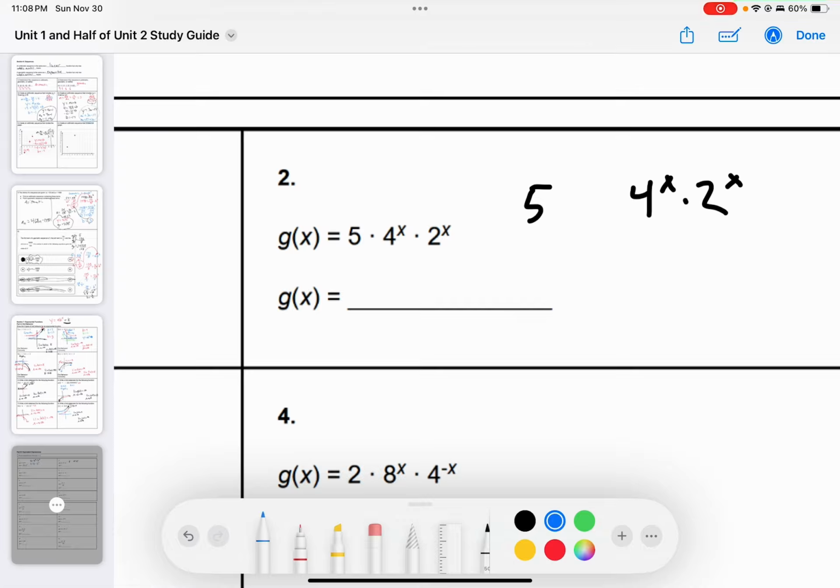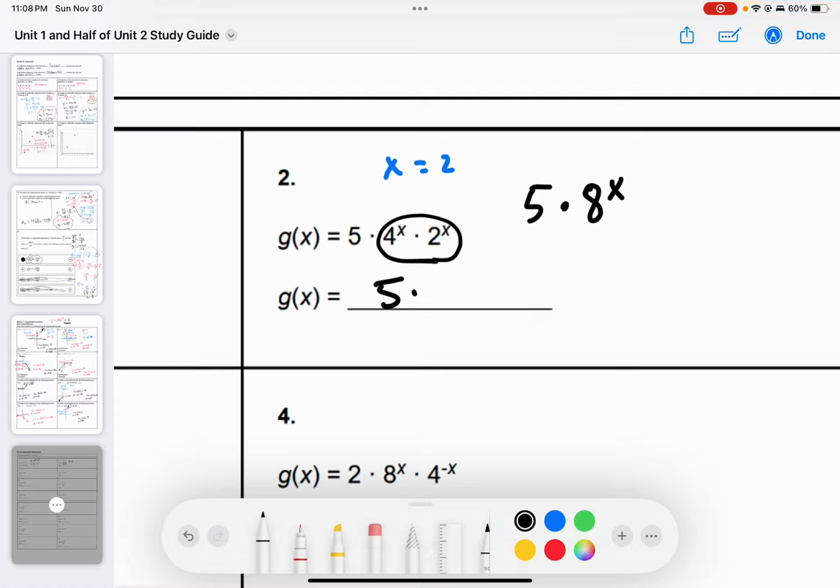For some reason, my brain is not wrapping its head around this quick. Let's just say that x was 2. So this would be 4 squared times 2 squared. So it'd be 16 times 4 is 64. Okay, so since they're the same base, we can just merge them. So this is going to be times 8 to the x. So we can do 5 times 8 to the x. These are the same thing.